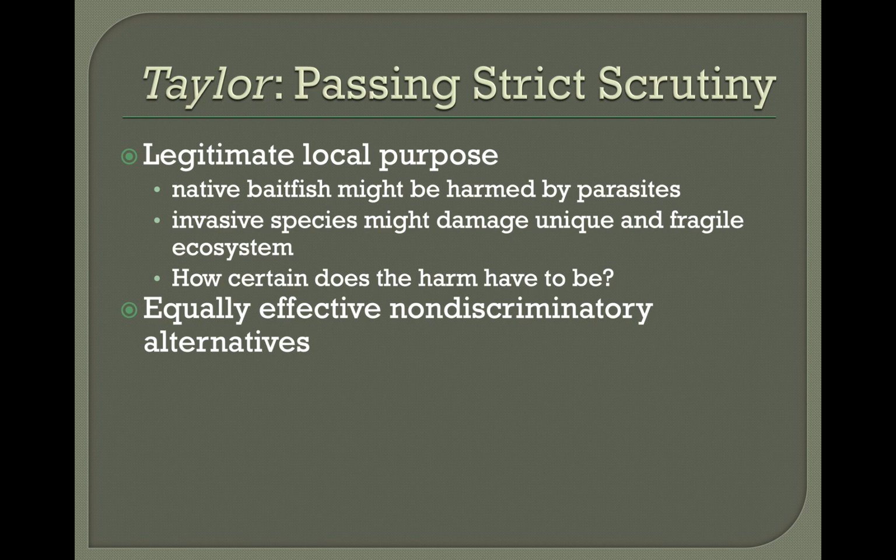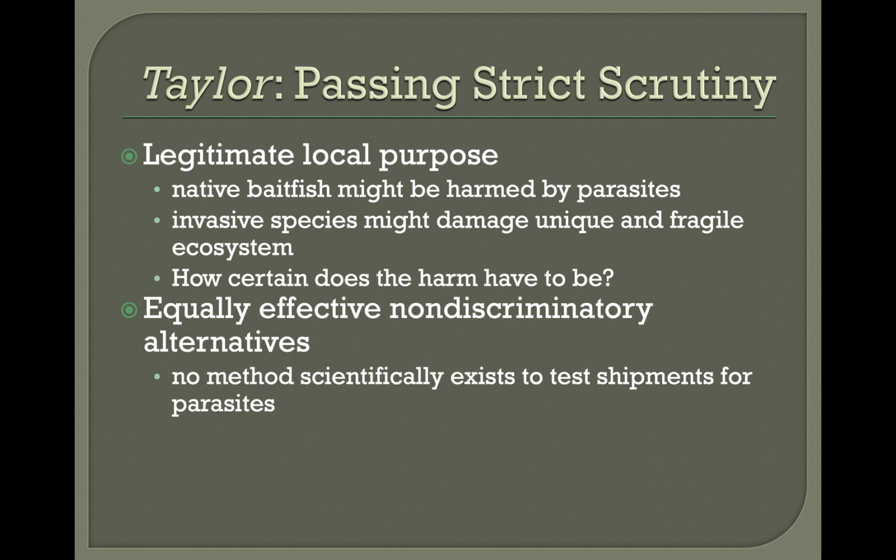Right? So the way that Maine talks and the way that the court discusses it, it's all hypothetical. If this happened, this might happen. And Justice Stevens would demand more when we're in the realm of strict scrutiny. What about equally effective non-discriminatory alternatives? Isn't there some other way that Maine could protect this interest in its ecosystem without a flat-out ban against importing this product from other states?